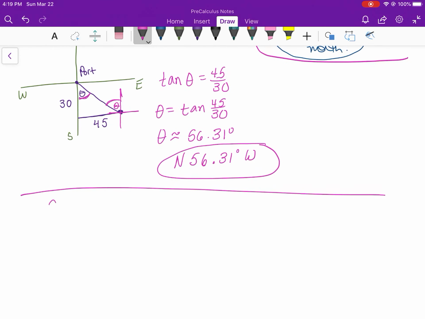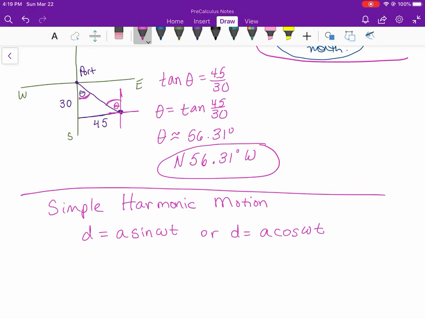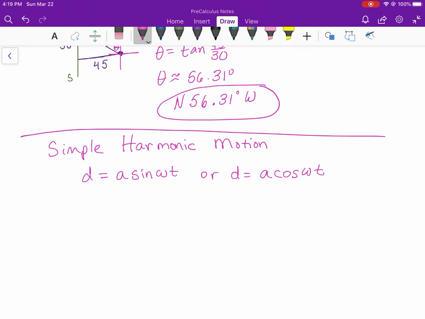Now with simple harmonic motion, you have two formulas that could describe the situation. You're either going to have displacement d equals A sine omega t or A cosine omega t. A is your amplitude, again, just like it was for our trig graphing in lesson 4.6. So d is displacement, or the distance that it moves from the origin. I said origin, that's the same as equilibrium.